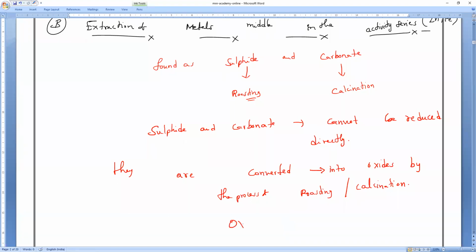And then the oxides, what will happen? They undergo what reaction, by using a reducing agent? Coke. That is the process we used to say: reduction or oxidation? Reduction. It will be reduced to metal by using coke. Either carbon or one more metal, aluminum, we can use. I told you, either carbon or aluminum. But in your class 10th, they will use only carbon. That alone you have to remember.